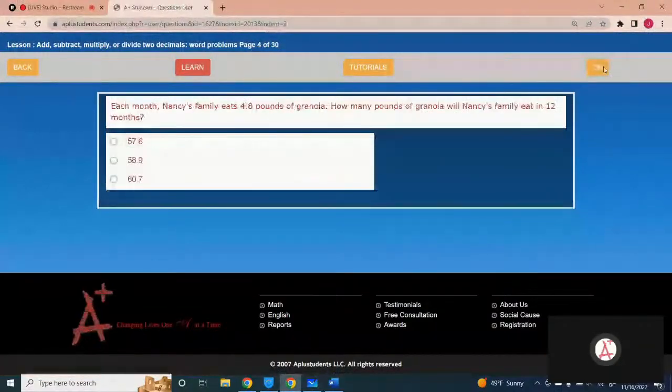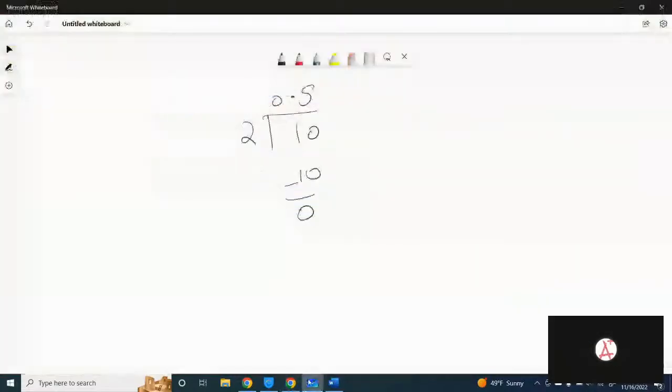Okay, each month Nancy's family eat 4.8 pounds of granola. How many pounds of granola will Nancy's family eat in 12 months? Now you have to multiply 4.8 times 12. Got it? Just do 4.8 times 12.